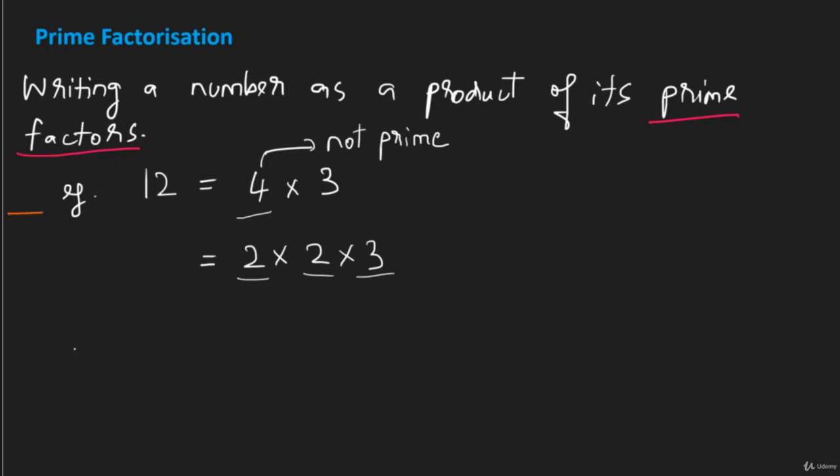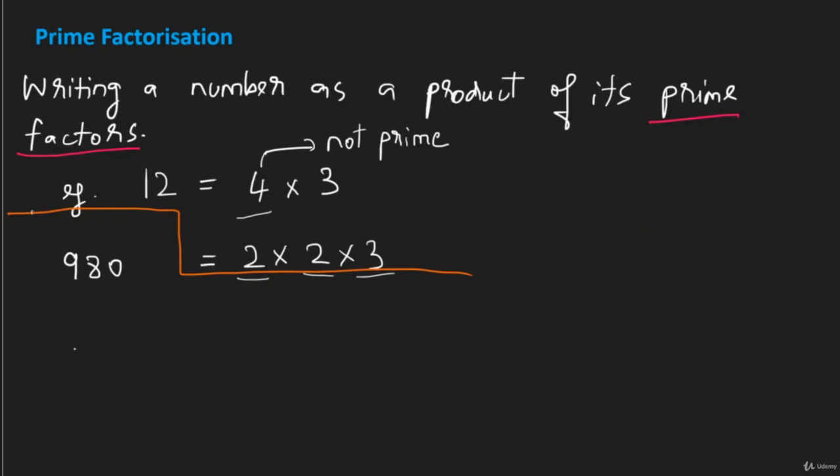Now let's try to prime factorize 980. All right. So basically we have to write 980 as the product of prime numbers. That's what we are trying to do over here, right? Now let's take note of a method which we will be using to accomplish this.